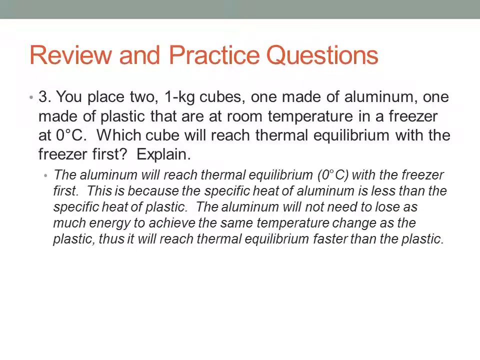The aluminum will reach thermal equilibrium, or 0 degrees Celsius, with the freezer first. This is because the specific heat of aluminum is less than the specific heat of plastic. The aluminum will not need to lose as much energy to achieve the same temperature change as the plastic. Thus, it will reach thermal equilibrium faster than the plastic does.